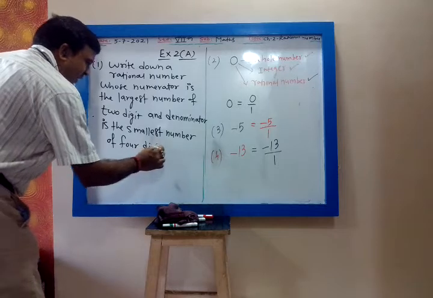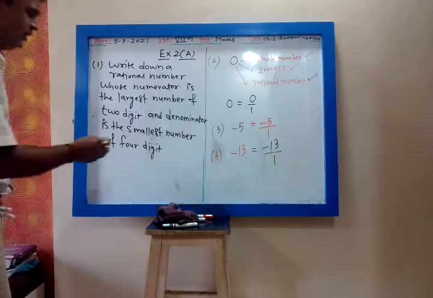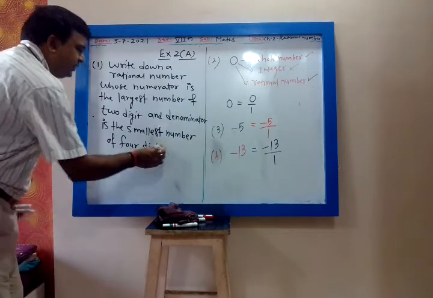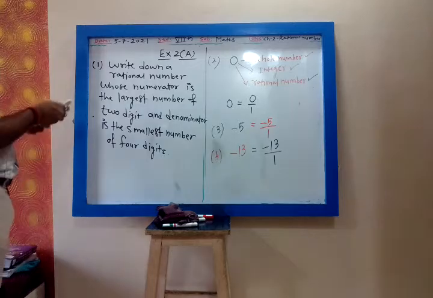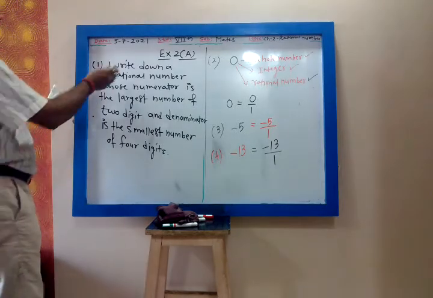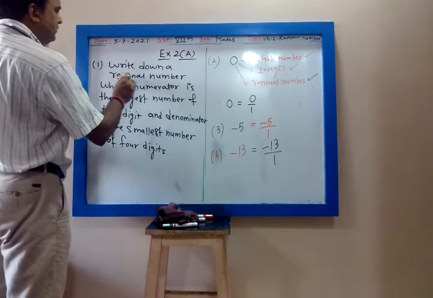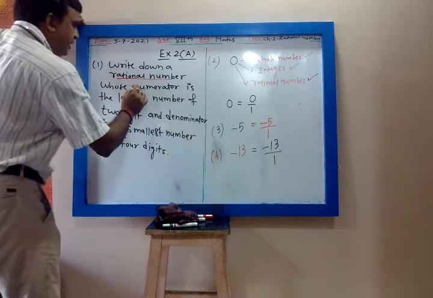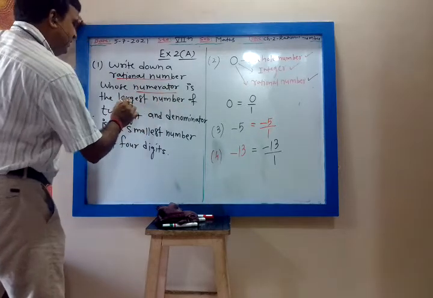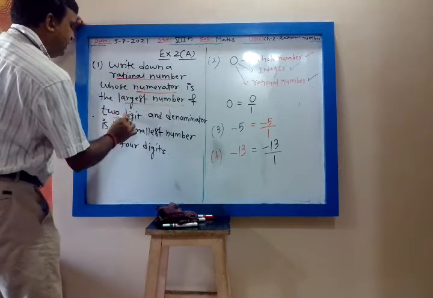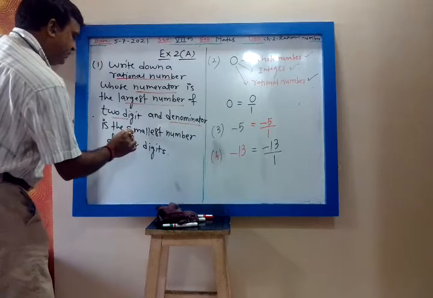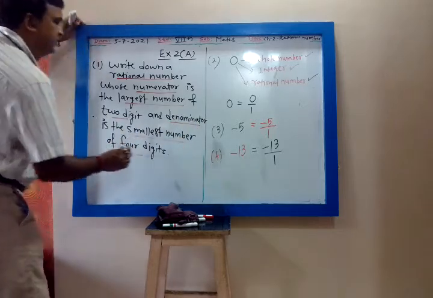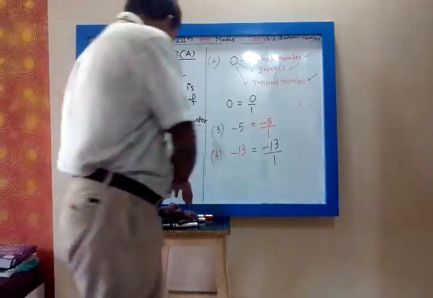We have seen any rational number will have numerator and denominator both. Now what is given in the question? Write down a rational number whose numerator, what is numerator? Largest number of 2 digits. And what is denominator? Smallest number of 4 digits. So now let us solve this.